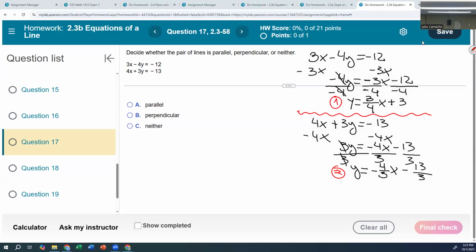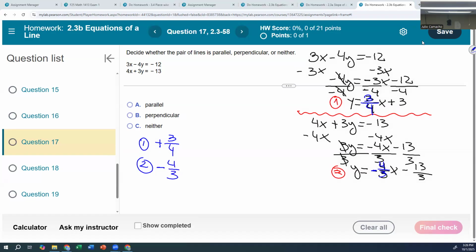So you can see the slope of the first equation is positive. It's positive 3 over 4. Positive 3 over 4, we'll put right here. The first slope is positive 3 over 4. The slope of the second line is negative 4 over 3.